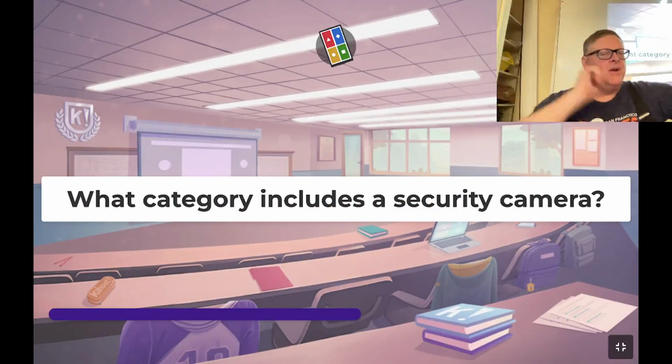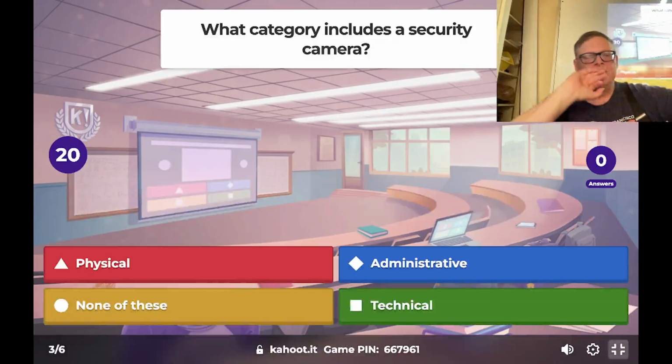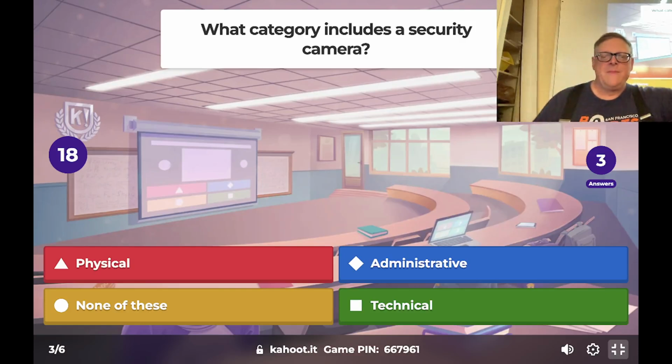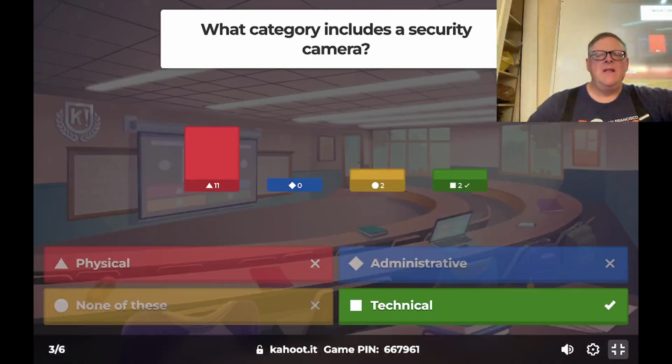All right, how about a security camera? Technical, physical? No, technical, right. It's a technical detective control. It's equipment. Yeah, I can see why people think it's like the fence, but it's considered technical because it's an electronic device.